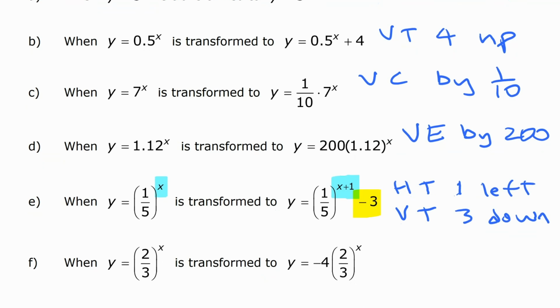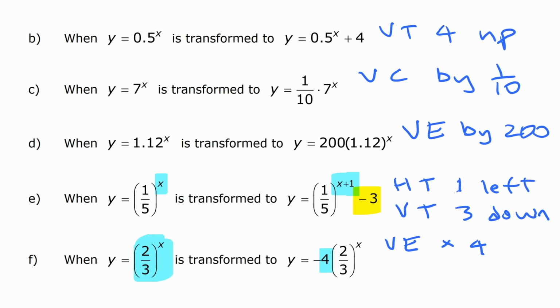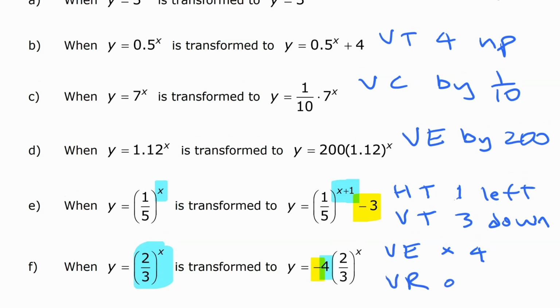And the very last one here, you can think of it as two changes. The fact that we're taking this 2/3 to the x and multiplying it by 4 is going to be a vertical expansion by a factor of 4. And the fact that we're multiplying it by a negative is also going to be a vertical reflection over the x-axis.